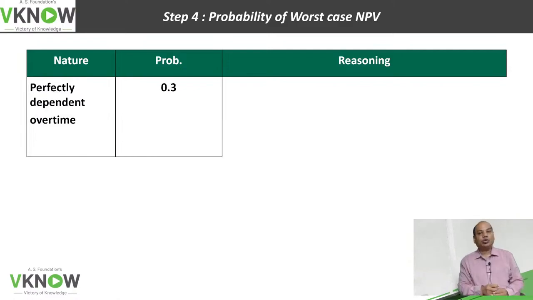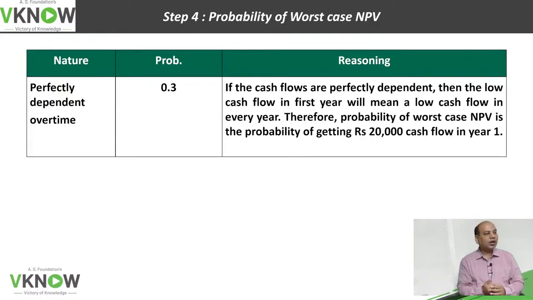Perfectly dependent over time. If it is perfectly dependent over time, it means if you know the first year will be worst, it will be worst in all the remaining 4 years. So whatever is the probability of getting worst NPV in the first year becomes the probability for the entire project. So it will be 0.3, even though reasoning was not asked in the question.